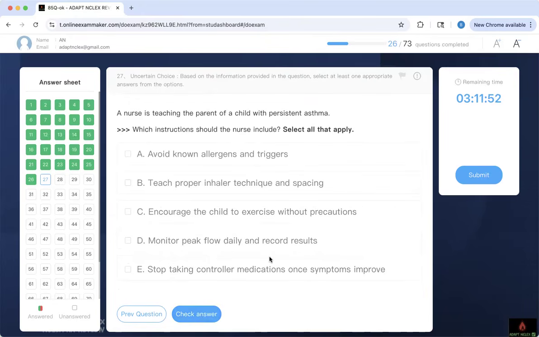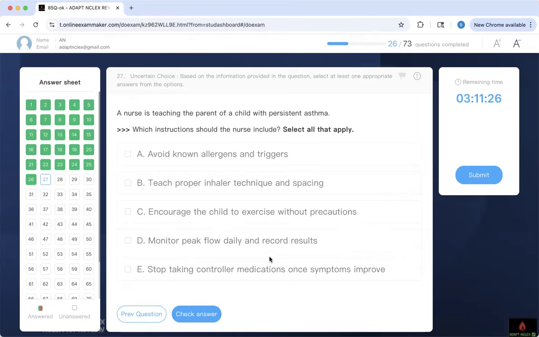And this is teaching a client of a child with persistent asthma. Which instruction should the nurse include? That means they have asthma. How do you prevent it? Avoid known allergies and triggers. Teach proper inhaler technique and spacer use. Encourage the client to exercise without precaution. Monitor peak flow daily and record results. Stop taking controller medication once symptoms improve.